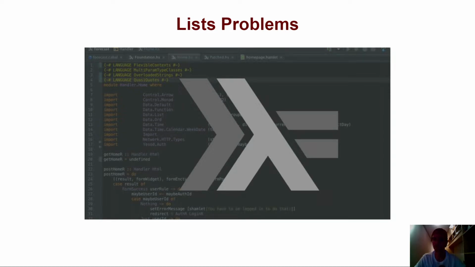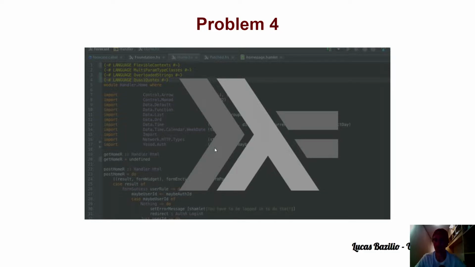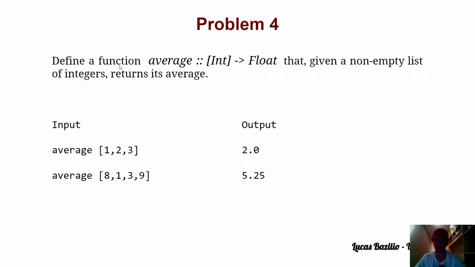Hey everyone, in this lesson we are going to solve problem 4 on the collection of problems on lists in Haskell. Problem 4 says, define and implement a function with the name of average that, given a list of integer numbers, returns a float number, which is basically the average of this list. Here we can see a pair of examples.